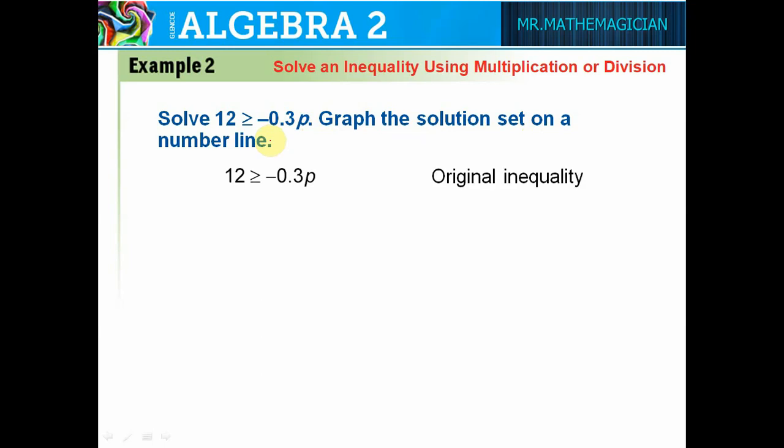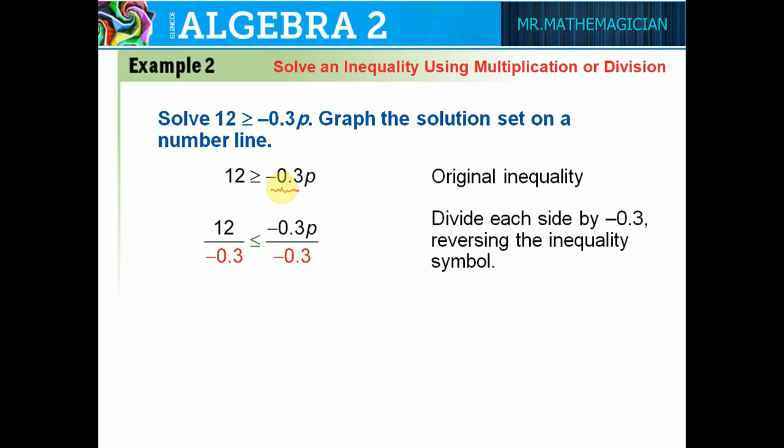Now this is the original inequality, and we know that this number, which is negative 0.3, is multiplied by p. So to get rid of the multiplied number, we need to divide. So we will divide both sides by negative 0.3, and you can notice that the direction of the inequality changes. It was greater than or equal, it becomes smaller than or equal now, following the rule: multiplying or dividing by a negative number, the direction of the inequality changes.